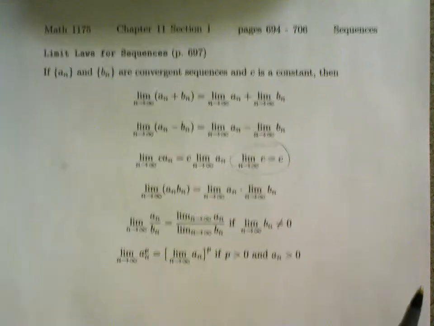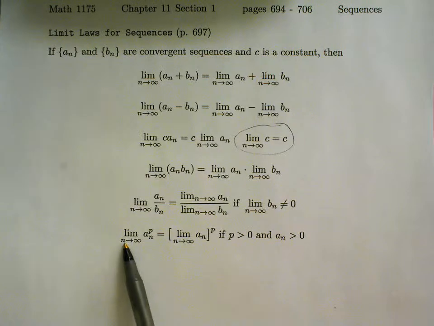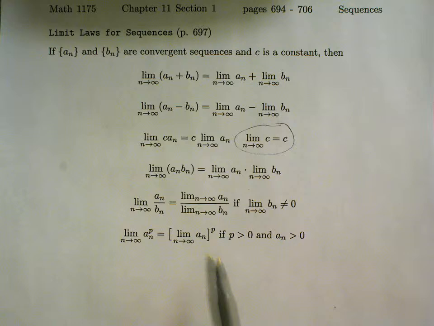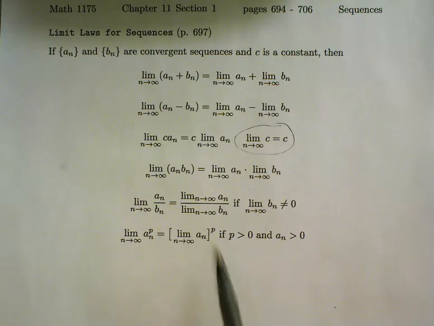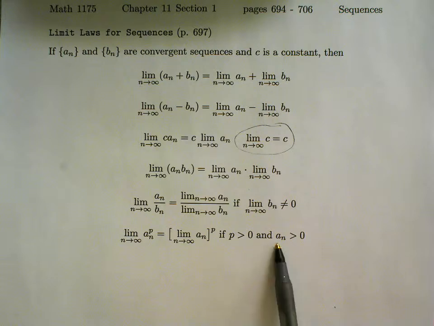And then finally, the limit of a sub n raised to the power p as n approaches infinity is equal to the limit of a sub n as n approaches infinity raised to the power p, provided that p is greater than 0 and a sub n is greater than 0. So hopefully those limit laws all make sense.